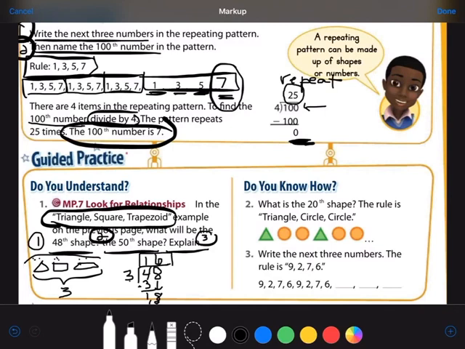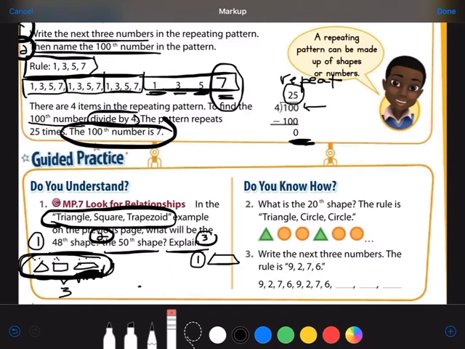Well, if I'm making exactly this pattern 16 times with none left over, what is the last shape? Because that's the 48th shape. The 48th shape is a trapezoid, because I'm making this exact pattern 16 times, so the last thing is going to be the trapezoid. Now we have to figure out the 50th shape, right?